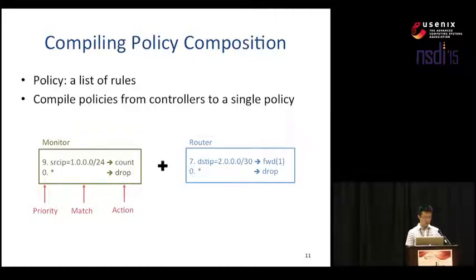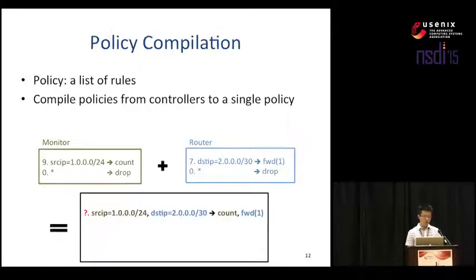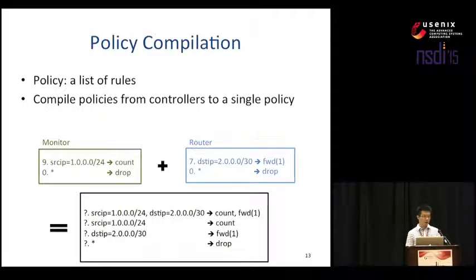To do this, we need to iterate over all the rule pairs between the monitor policy and the router policy. Specifically, when we compose the first row in the monitor and the first row in the router, we generate a row which matches on both source IP and the destination IP. And its action is both count and forward, because parallel composition gives the illusion that packets are processed by these 2 controllers in parallel. After we iterate over all the rule pairs between the 2 policies, we get the 4 rows in the composed policy. And we leave the priorities as question marks, which we will fill later.